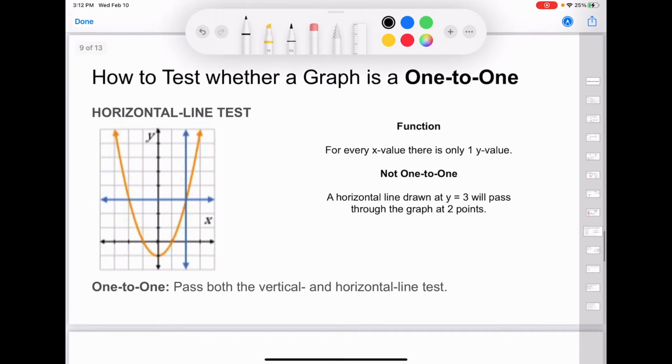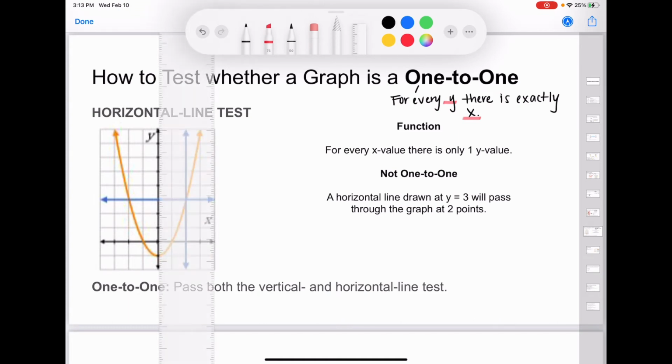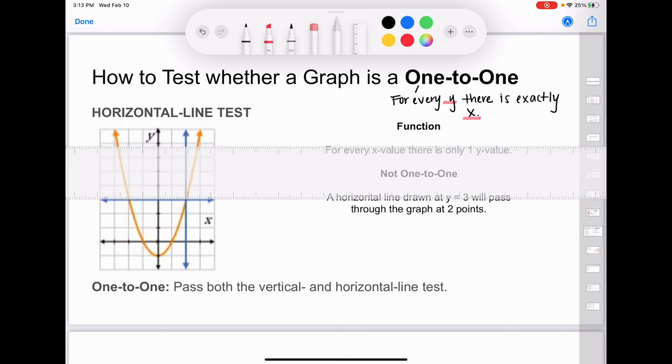So when we use the horizontal line test, well, there's such a thing as a 1-to-1. And a 1-to-1 is basically for every y, there is exactly one x. So instead of for every x, there's exactly one y, this one says for every y, there's exactly one x. And so in this one, we're going to use the horizontal line test. So we're going to draw lines horizontally. And if we have lines that contain 2 coordinates, then that wouldn't be a 1-to-1. So let me draw those lines.